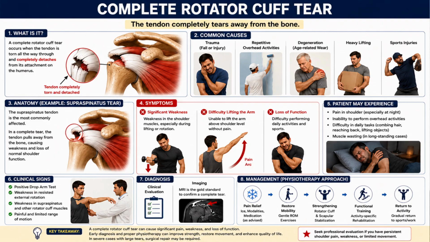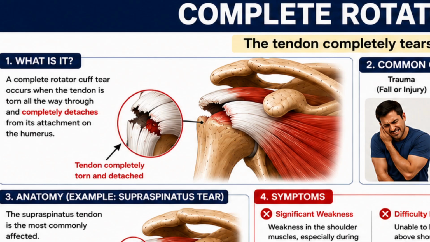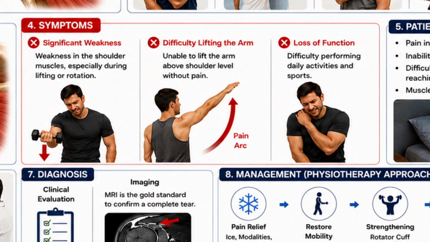Now let's talk about the complete rotator cuff tear. This occurs when the tendon is completely detached from the bone. It most commonly affects the supraspinatus tendon, and the symptoms are significant weakness and inability to lift the arm, loss of function, and severe night pain. These are the 4 symptoms which are most common. Some patients may require surgical intervention, especially if the tear is large and function is severely compromised.